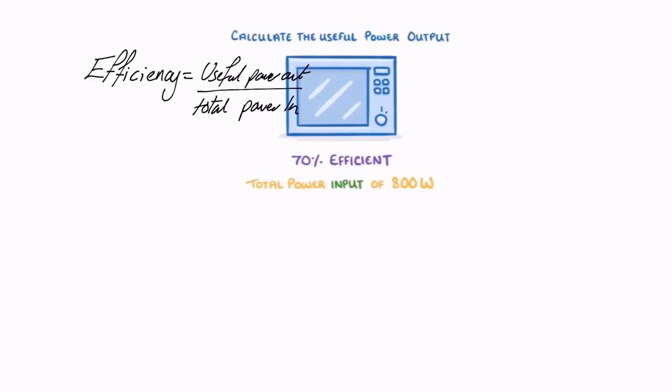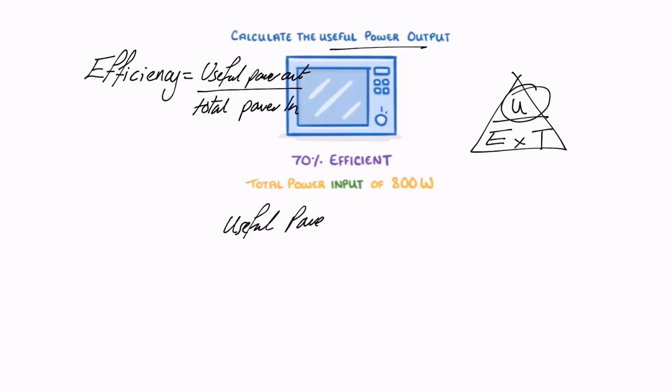in. Okay, but it wants me to calculate the power out. So I'm going to need to rearrange a triangle. I'm going to put useful at the top, total near the bottom, and efficiency here. And it wants me to work out the useful power out, which is this one. So the useful power out is going to be equal to the efficiency times the total power in.